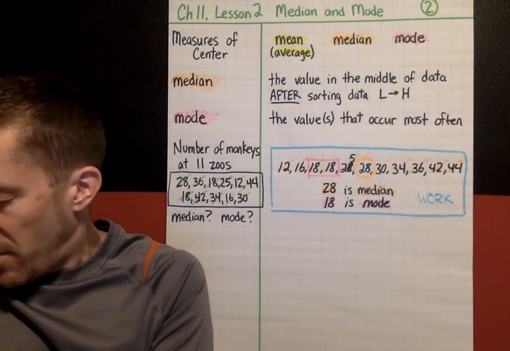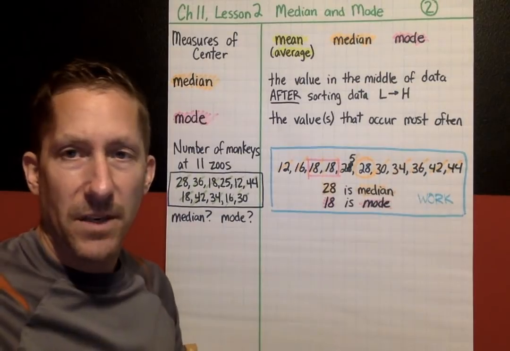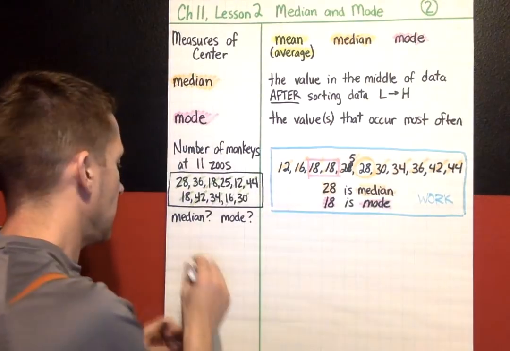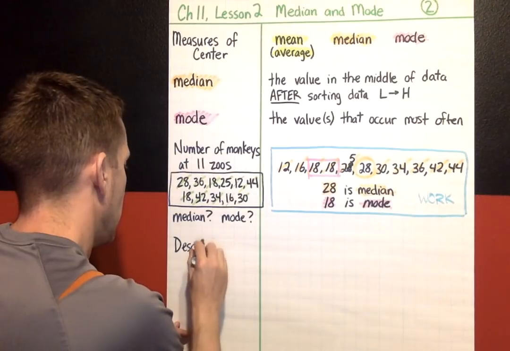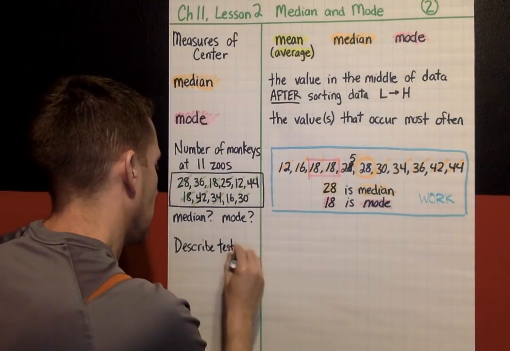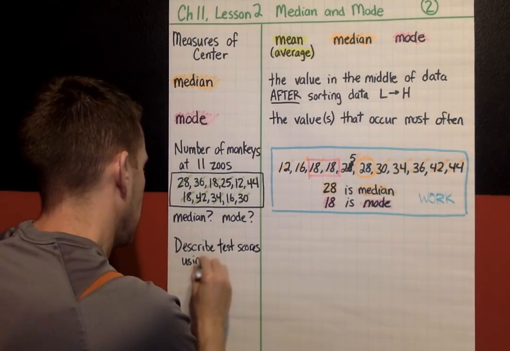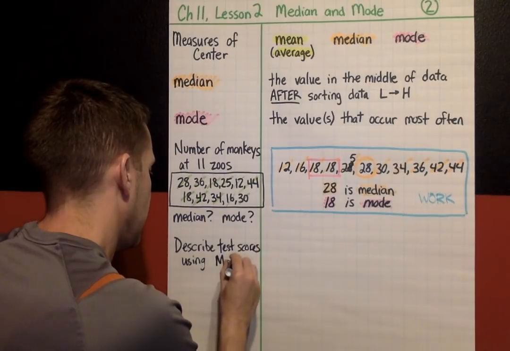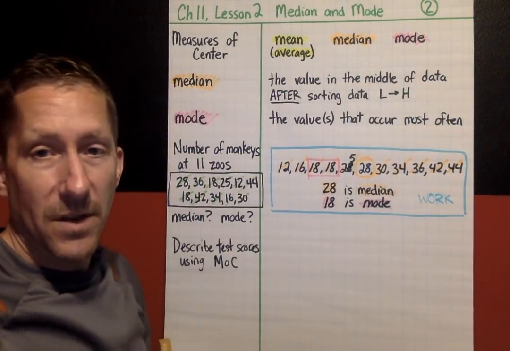All right, one more example. We're going to look at some test scores, and we're going to describe test scores using the measures of center. So I'm going to write this down here: describe test grades or test scores using, and I'm going to abbreviate, measures of center. So I'm going to be finding the mean, the median, and the mode for this set of data.